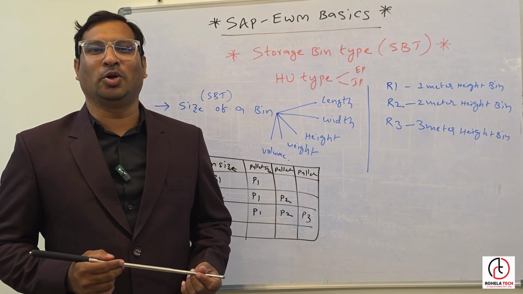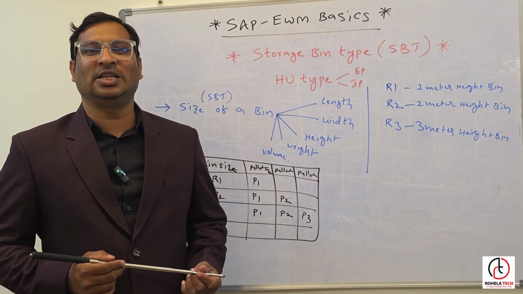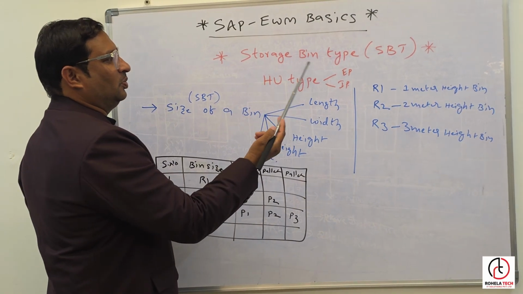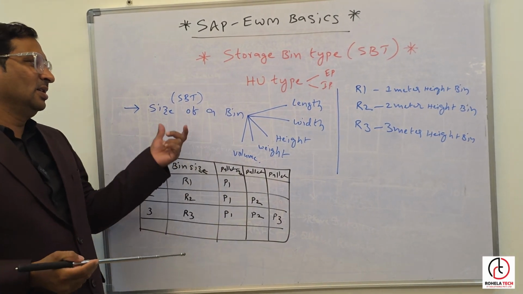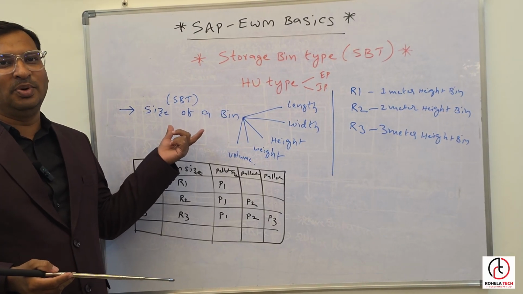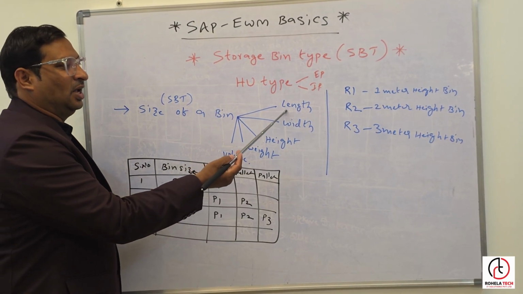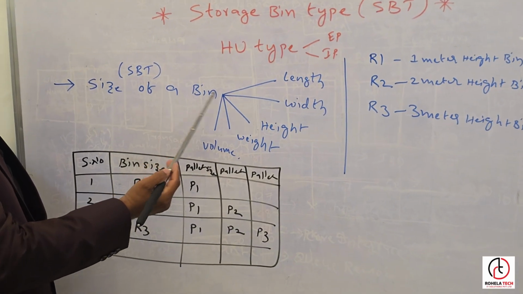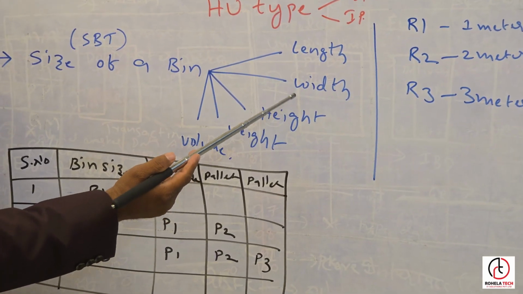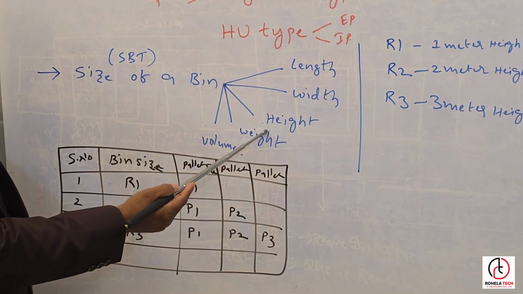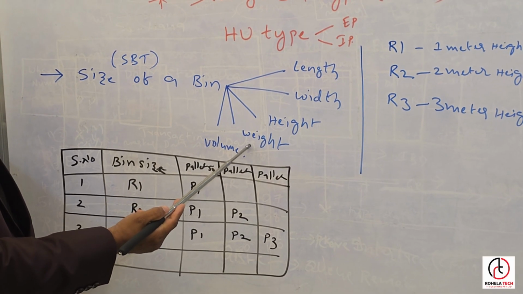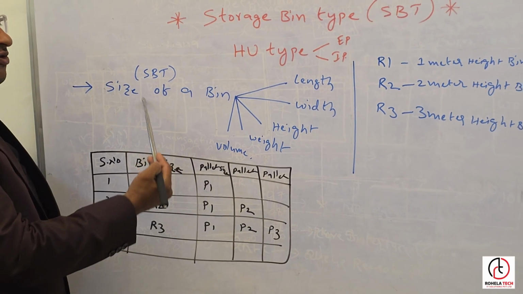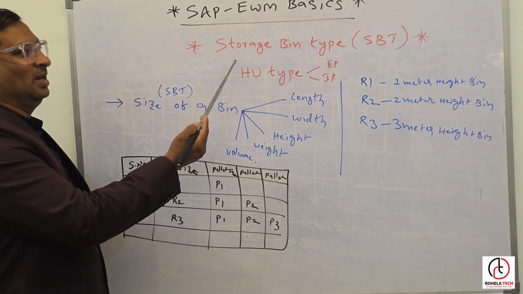In today's session we are going to discuss storage bin type. We call it in short SBT, storage bin type. It's the size of a bin, basically bin size. It is denoted with length, width, height, weight, and volume. What is the length of this bin, what is the width of this bin, what is the height of this bin, how much weight it can bear, and what volume it can bear. Those information we fill as an SBT.